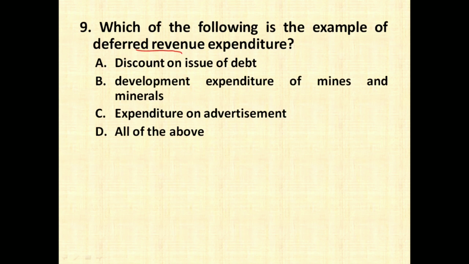So discount on issue of debt is an example of deferred revenue expenditure. Development expenditure, it is also an example. Expenditure on advertisement, it is also an example. So all of the above are the examples. Apart from this, any scientific expenses if you are doing, that is also called your deferred revenue expenditure.